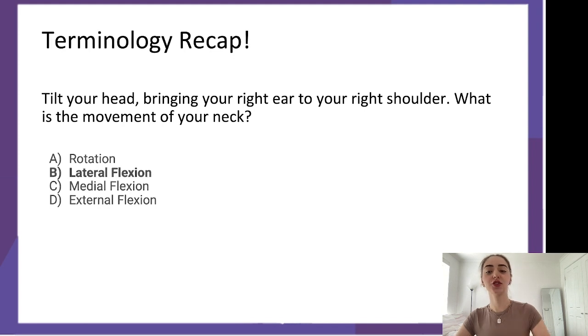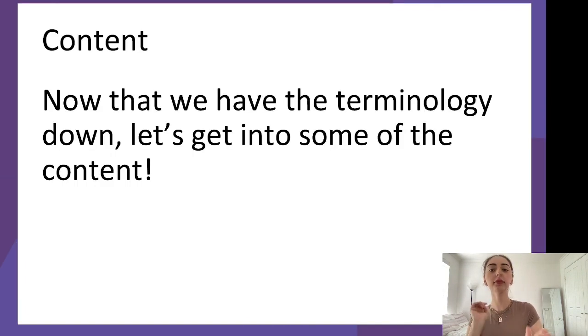Okay, so answer is lateral flexion. We're moving away from the midline and flexing our neck outwards. Okay, so lateral flexion.